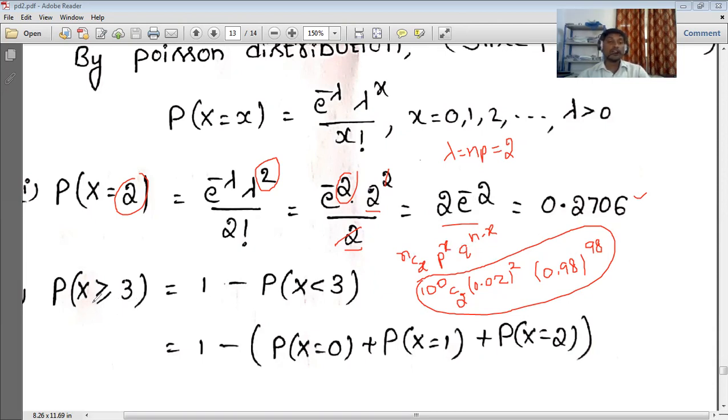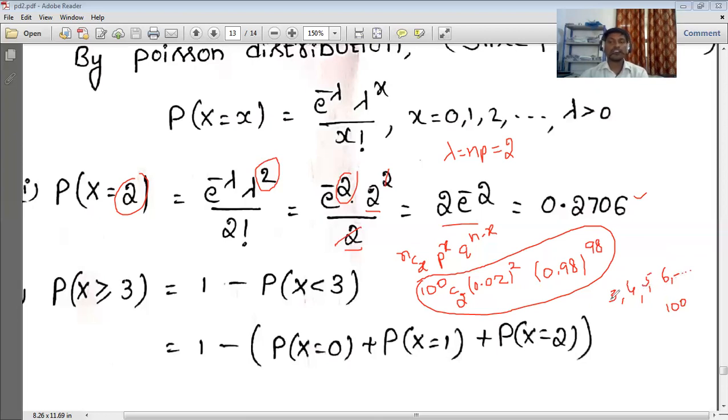And next, the second one, at least 3. At least means greater than or equal to. That's why we simply wrote 1 minus P of x less than 3. Here we know the value of n, so if you want, you can write P of x equal to 3, plus P of x equal to 4, plus P of x equal to 5, plus P of x equal to 6, up to 100, because n is equal to 100. See how much time it takes: 3, 4, 5, 6, 7, 8, 9, 10, 11 till 100 you need to calculate. It would take 3 hours to complete.